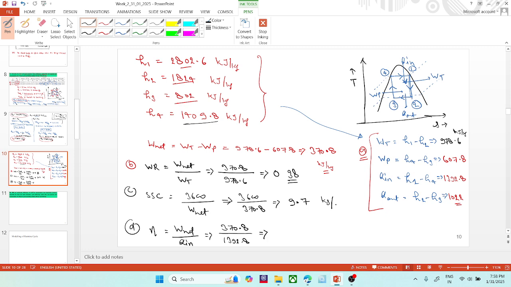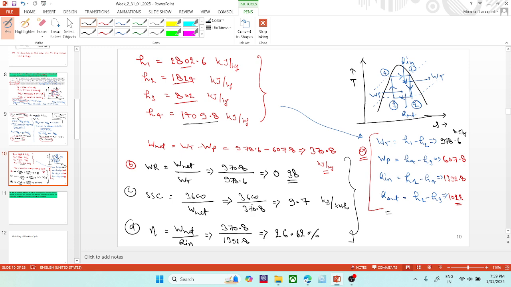kg per kilowatt hour, and the efficiency would be 370.8 divided by 1392.8 into 100. So efficiency I got around 26.62%. So these are the values we had to calculate, and I request you to please check these values because I'm also solving it for the first time.